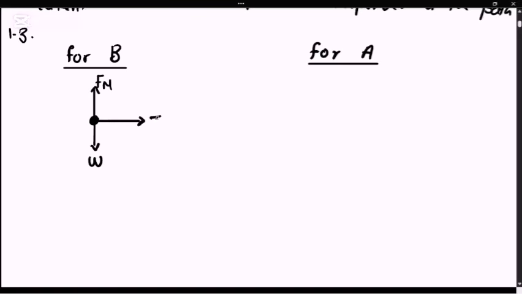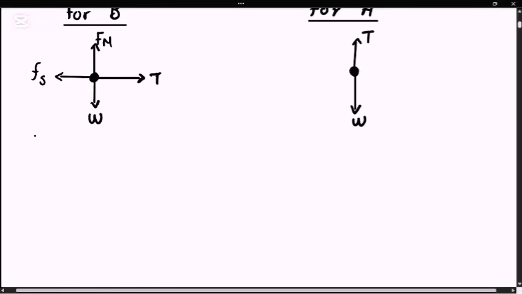Then they spoke about the coefficient of static friction. So there's friction involved, and we assume that B is being pulled by A to move to the right. So your friction will go to the left. And for your object A, you will draw the dot representing the object, then the weight going downward and your tension going upward. After this, drop F net in your free body diagram.